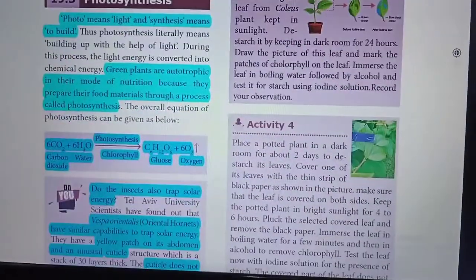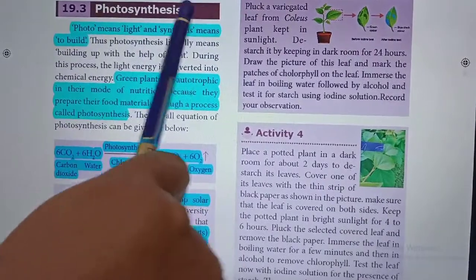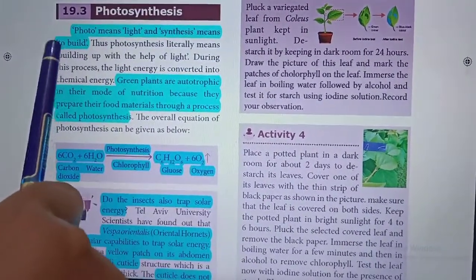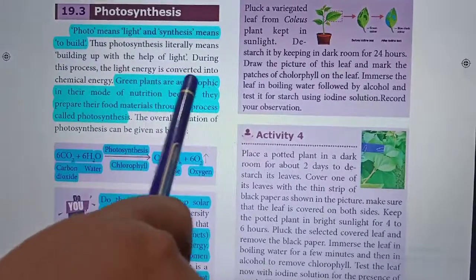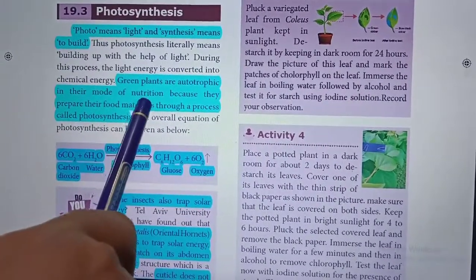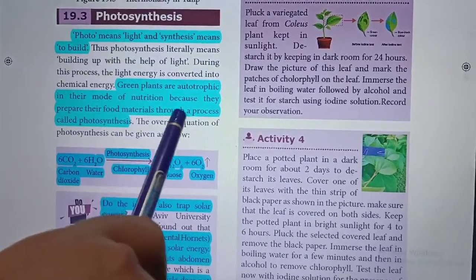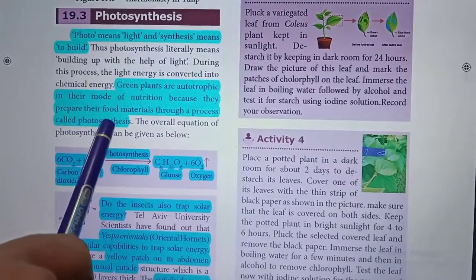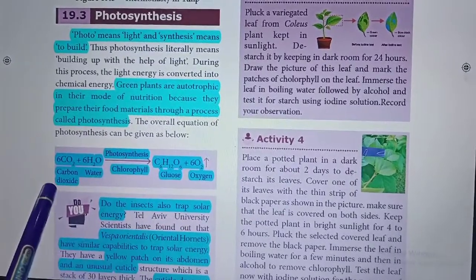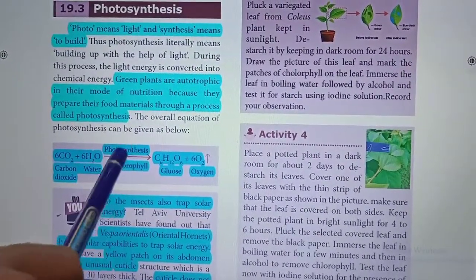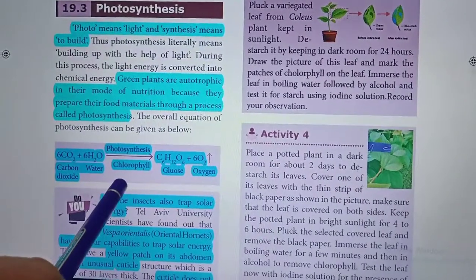The next part of the lesson is photosynthesis. Photo means light and synthesis means to build. That is, the green plants are autotrophic in their mode of nutrition because they can prepare their own food materials through a process called photosynthesis. The overall equation is CO2 plus H2O in the presence of chlorophyll and sunlight.